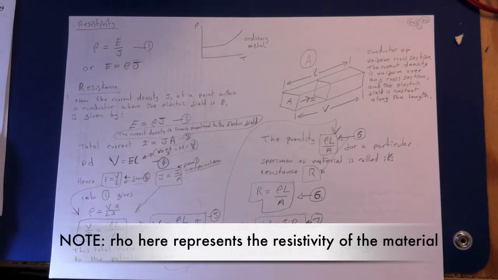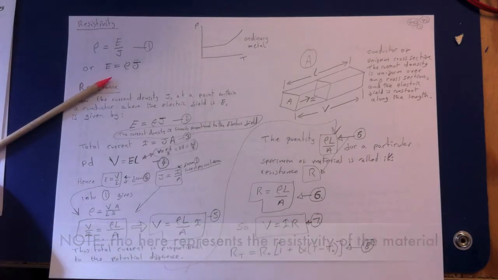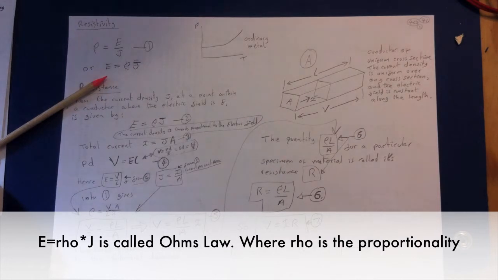The current density J at a point within a conductor where the electric field is E is given by E equals rho times J. Here, it's often difficult to measure E and J directly, so it's useful to state this relation in a form involving readily measured quantities, such as the total current and potential difference.